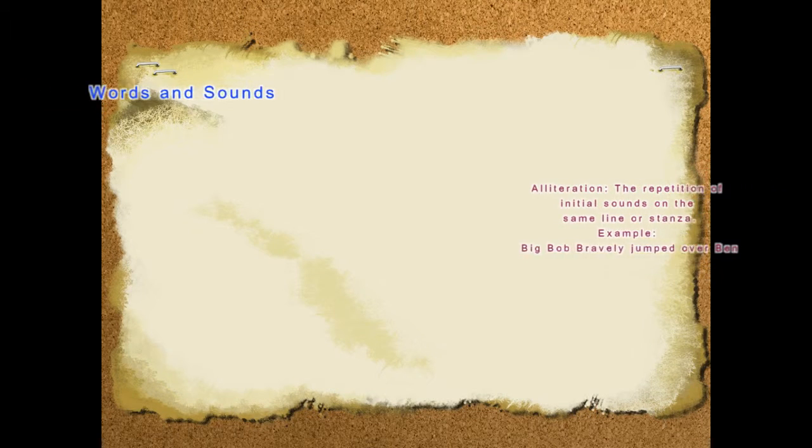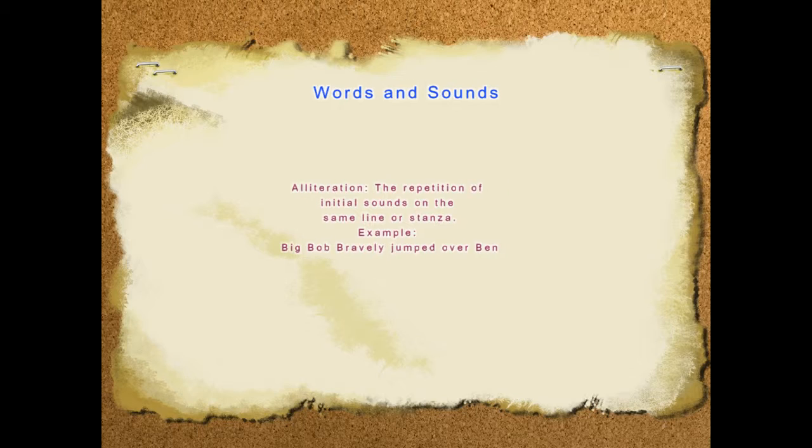Okay, so alliteration, it's the repetition of initial sounds on the same line or stanza. So for example, Big Bob bravely jumped over Ben. The letter that keeps occurring there is B. Okay, so that initial B sound keeps occurring.